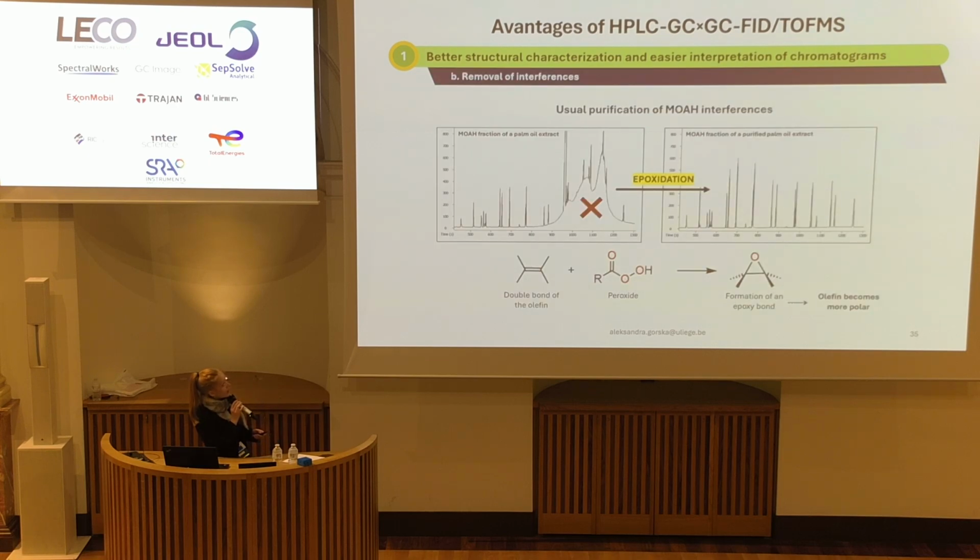Now, second point which allows for a better structural characterization is that we can exploit the system to remove the interfering compounds. But first, let me give you a bit of context. So as you saw, we often have interfering compounds in our MOSH&MOAH chromatogram, and typically for the MOAH, to remove these terpenic interferences, we epoxidize the sample. So basically, we add an epoxy group to the double bond of the interfering olefins, which make it more polar, and so we are able to separate from MOAH. The problem of this method is that MOAH compounds also contain double bonds, and so they are also partially removed.